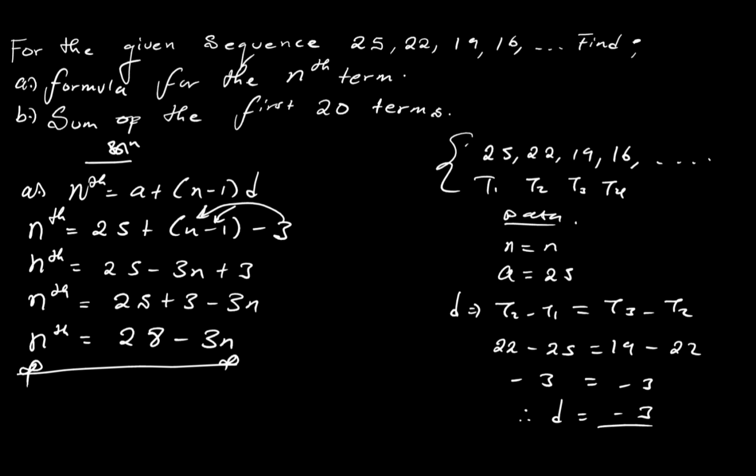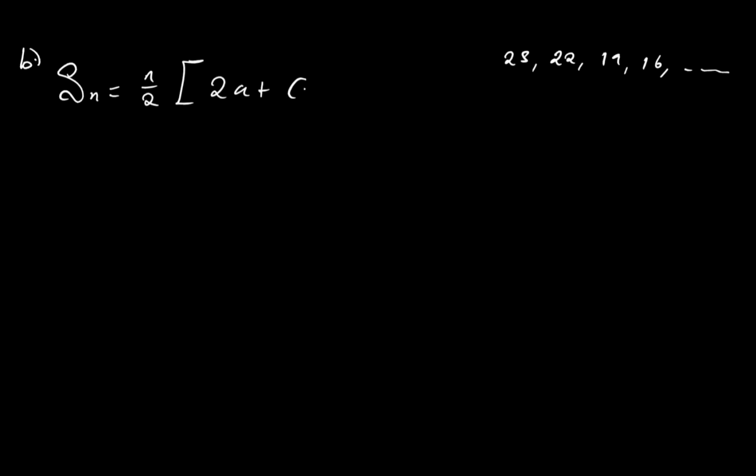Now the next question is asking us to find the sum of the first 20 terms. Now to find the sum, we first have to recall the terms we had. We have 25, we have 22, we have 19, as well as 16, then ellipses. To solve for this, the sum of an AP is given that S sub n is equal to n over 2 open square brackets 2a plus open parenthesis n minus 1 close parenthesis d close square bracket.